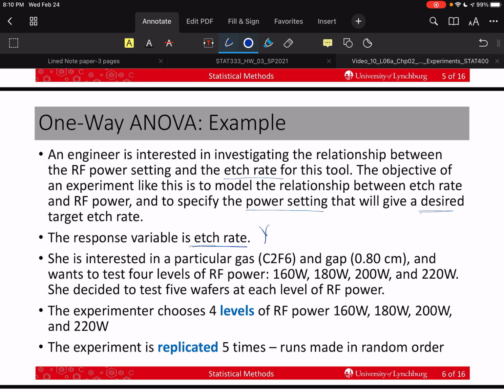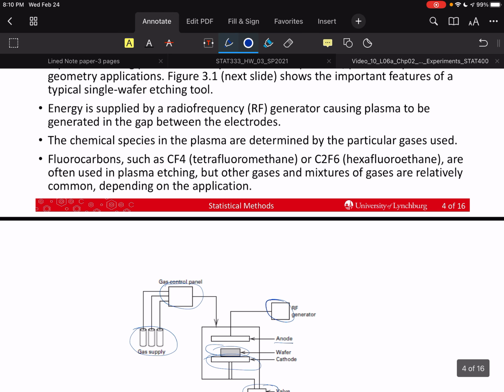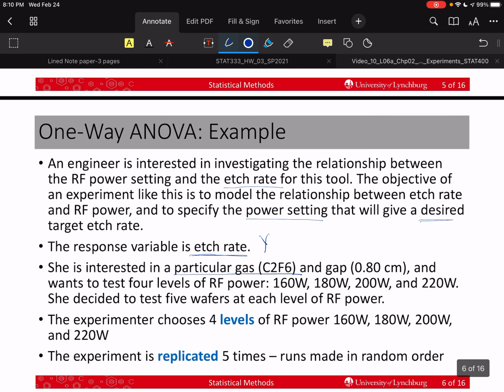Okay? And she's limiting this to one gas. Okay? So I think this is hexafluoroethane. I'll say it right in a minute. And a gap, and that's the distance between the anode and the wafer. And so that's set. So these are not variables because they're fixed and set, and they're not going to look at anything else. They know that these are the things that we want to use.